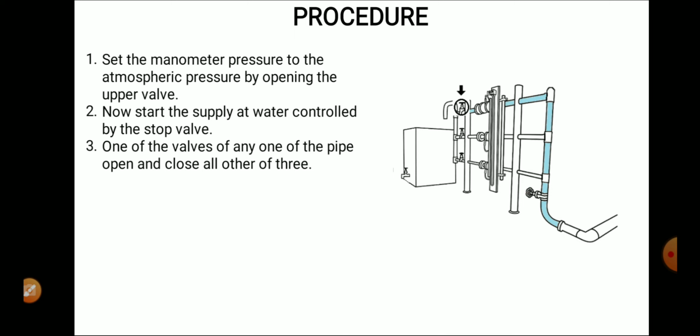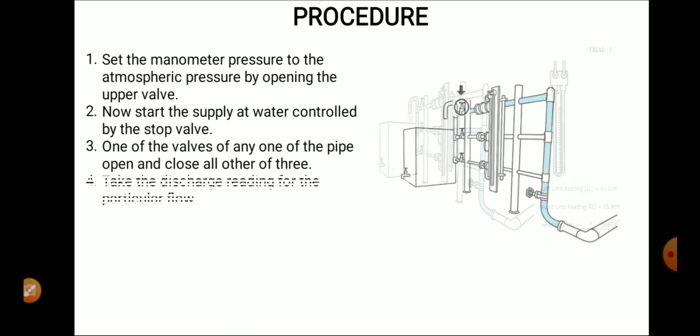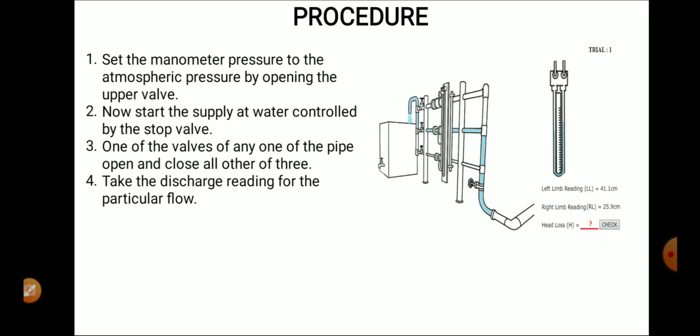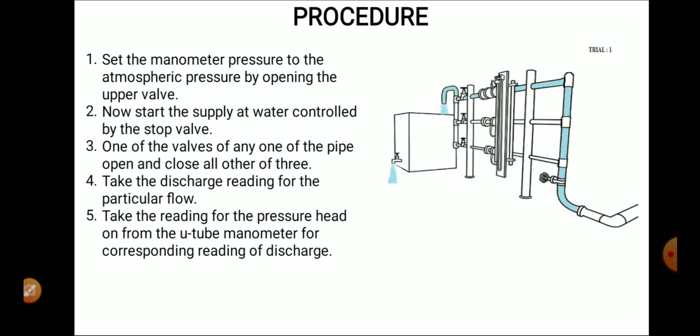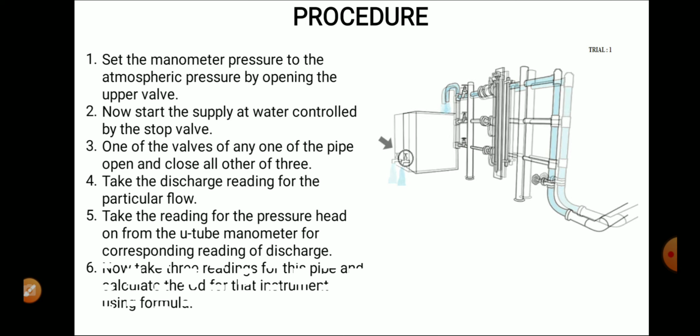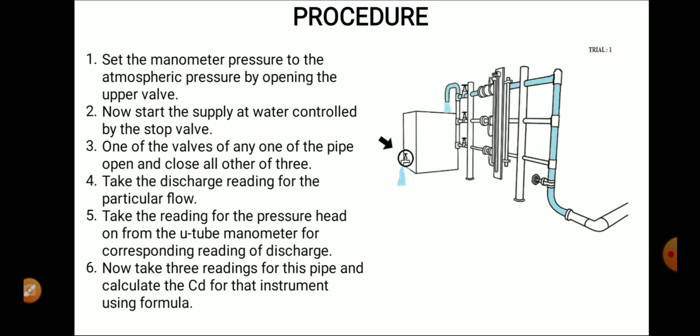Take the discharge reading for the particular flow. Then take the reading for the pressure head from the U-tube manometer for the corresponding reading of discharge. Now take 3 readings for this pipe and calculate the CD for that instrument using the formula. Now close the valve and open the valve of the other diameter pipe and take 3 readings. Then similarly take the readings for all other diameter pipes and calculate CD for each.